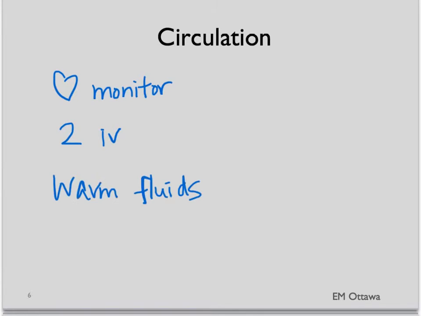Next, for circulation, we will put the patient on a cardiac monitor. Insert at least 2 large bore IVs and start to give warmed fluids. We would feel for a pulse for at least 30 seconds, since in a hypothermic patient, the pulse can be faint and very slow.